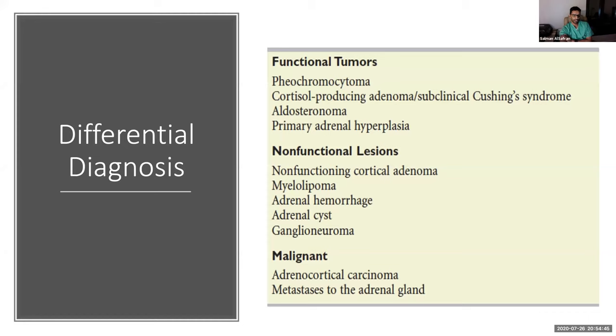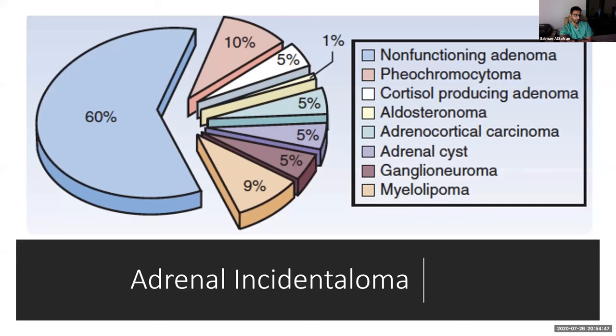Basically, this pie chart shows the majority of incidentalomas, up to 60%, and some of the literature says actually up to 80%, are non-functional. 10% of them are pheochromocytoma, about 5% are cortisol producing, 1% aldosteroma, and about 5% are actually cancer.